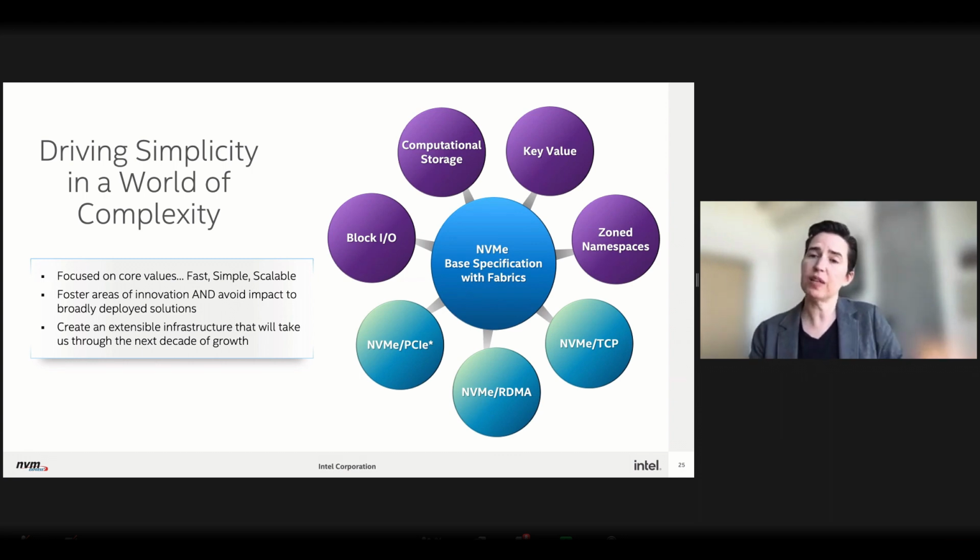And we have that common base for both fabrics and locally attached storage that everything can build on. Then, adding on, are you an enterprise person that cares about a particular feature, or are you a client person that doesn't care about any of that? So how do we make this extensible for the future and keep growing?